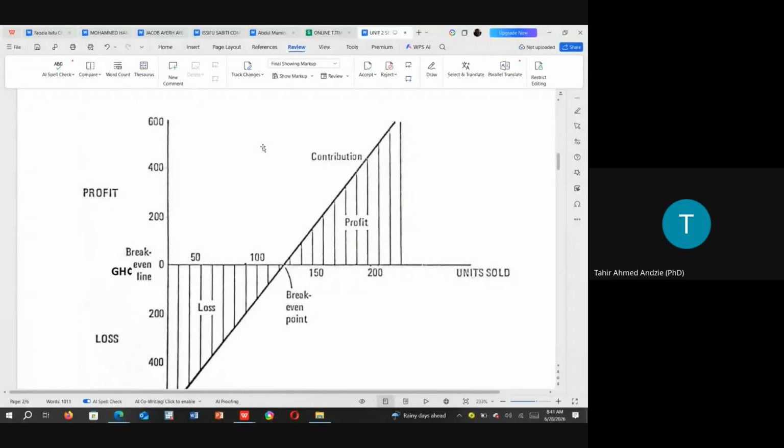So 20, 40, 60, 80, 100, and then 120. So you label it sales or output.